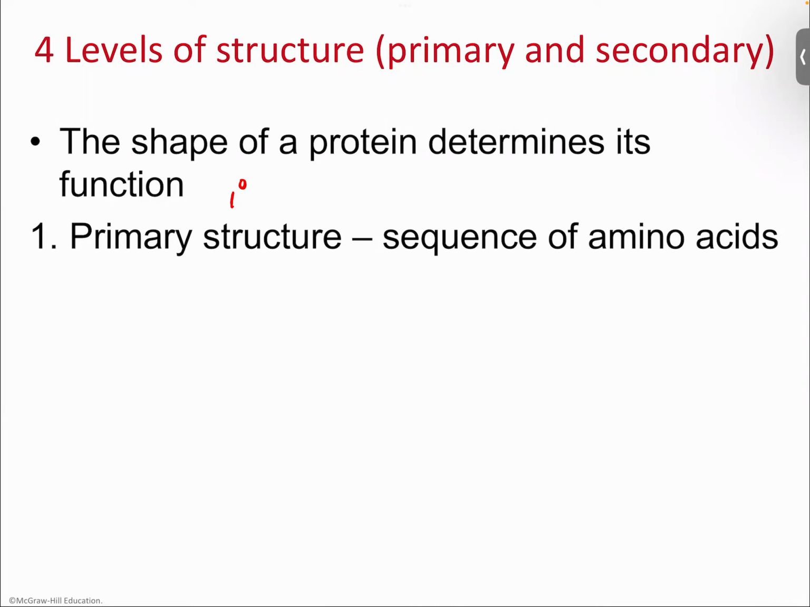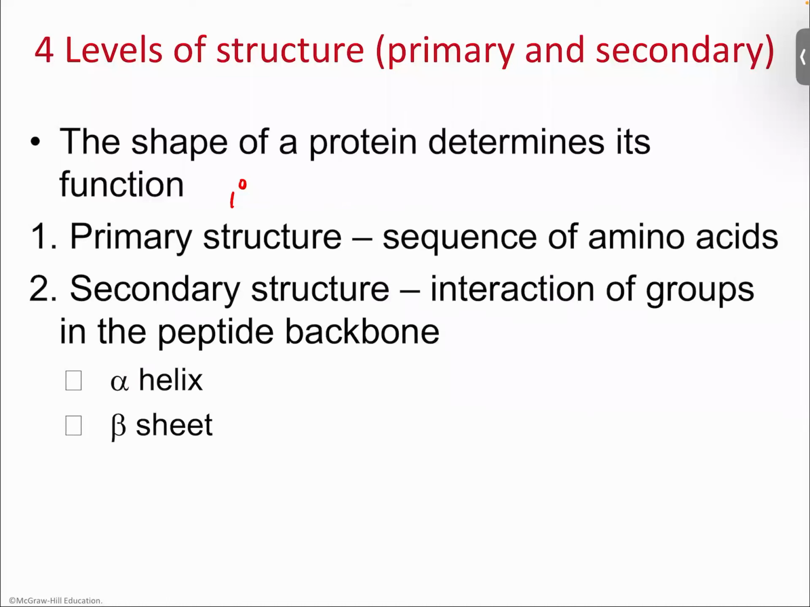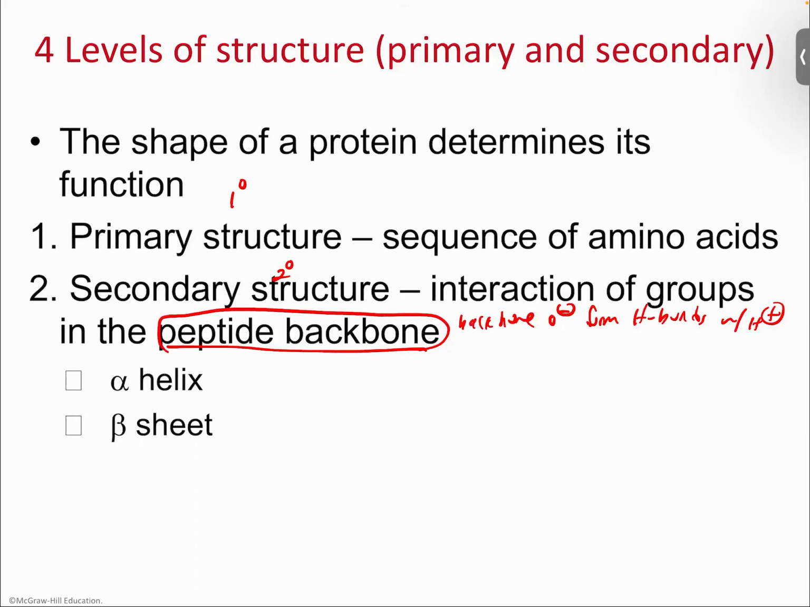Because as soon as you create that chain of amino acids, then you move into the next level of structure, which is the secondary structure, the second degree. At this particular level, you're going to start to see interactions between the backbone. The backbone oxygens start to form H bonds with the positive hydrogens. But this is backbone interaction. You haven't even gotten to the R groups yet.